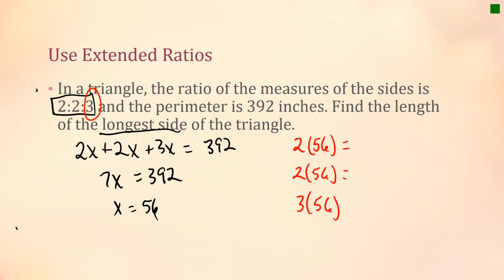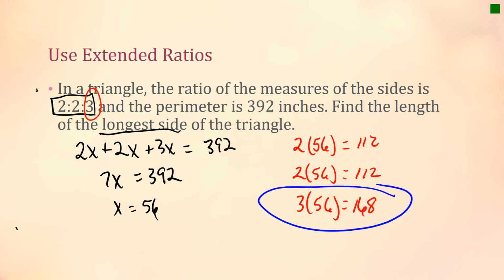And let's see, 2 times 56 is 112. And 2 times 56 is 112. And 3 times 56, let's see, 3 times 6, 18. Carry the 1. 3 times 5 is 15 plus the 1, 168. And shazam, the length of the longest side is 168. Wait a minute, I'm about to forget something important. What is my unit of measurement? Oh, it's inches. The longest side is 168 inches. Shazam! Extended ratios.